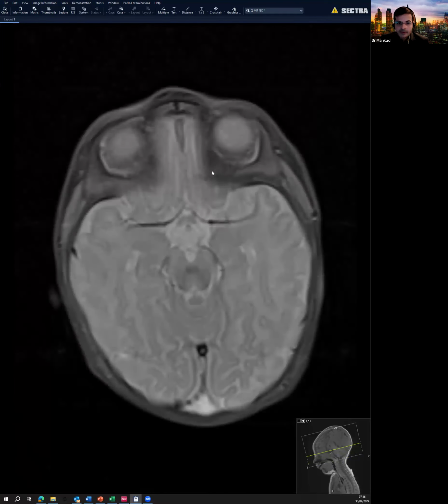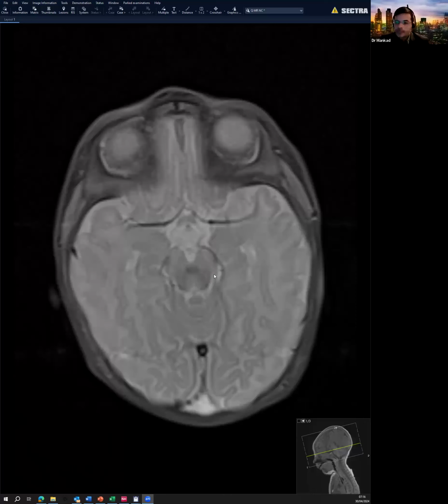Are you still seeing my screen, by the way, this particular screen? Or I should share the right screen again. Hold on. This is the right screen, correct.